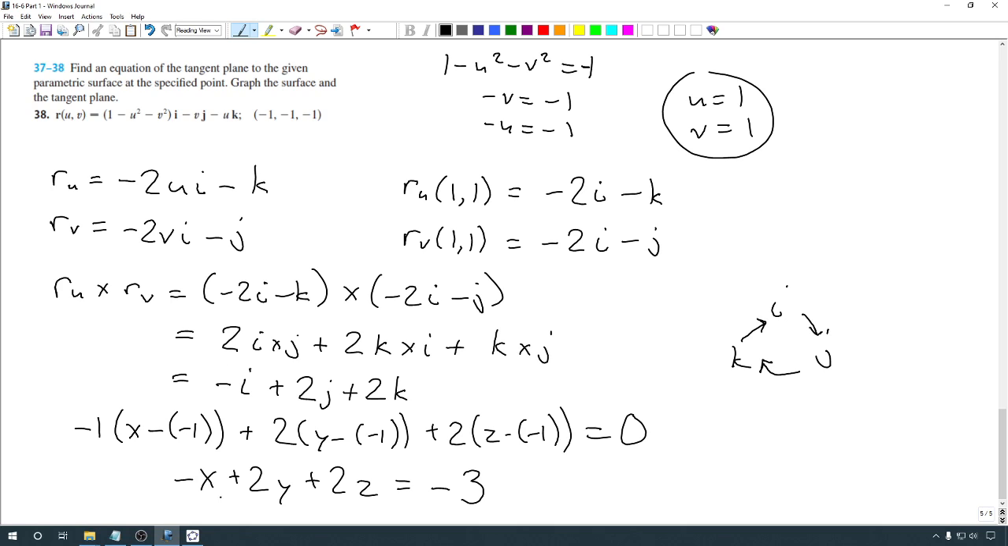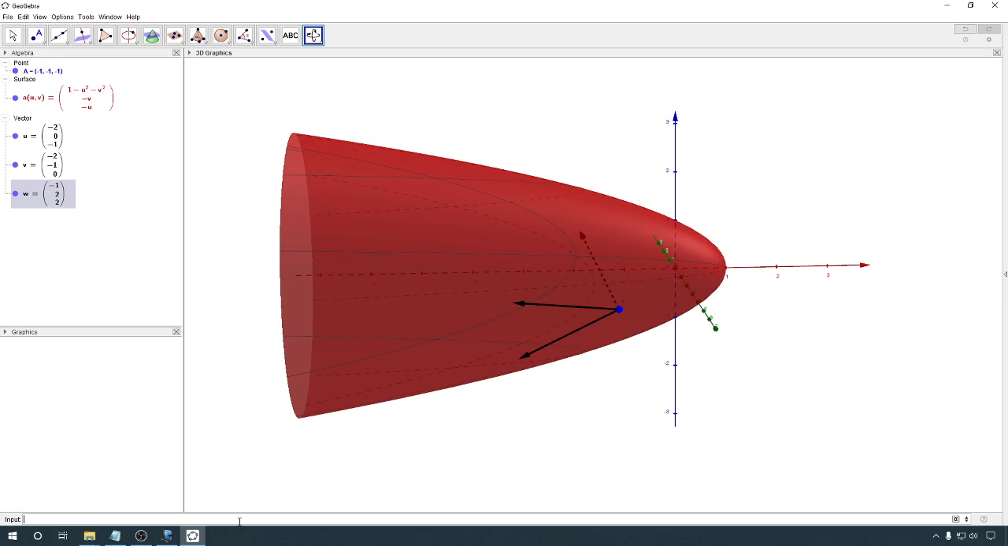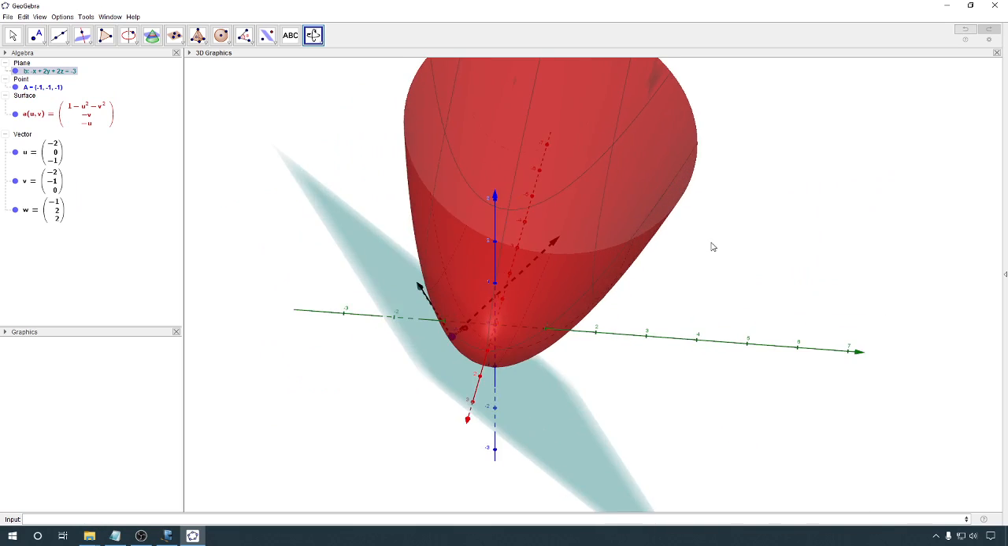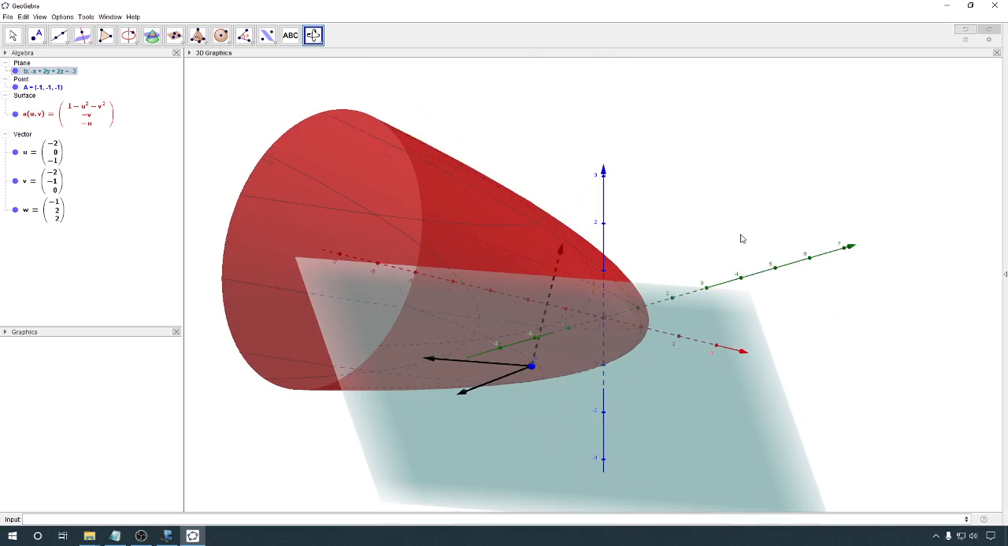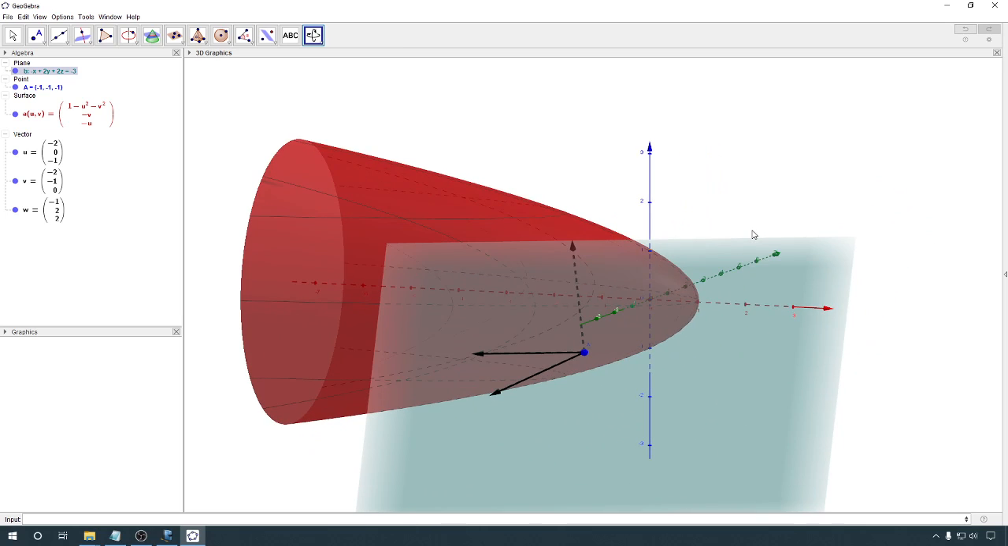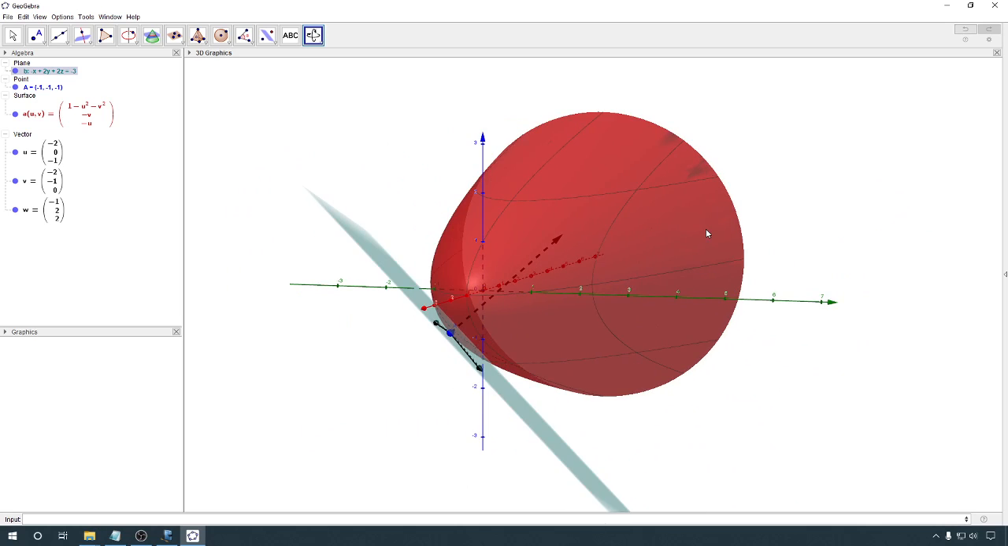And if we go ahead and graph that plane, we have negative x plus 2y plus 2z is equal to negative 3. And there it is. It's perfectly touching the surface at that single point exactly how we wanted it to.